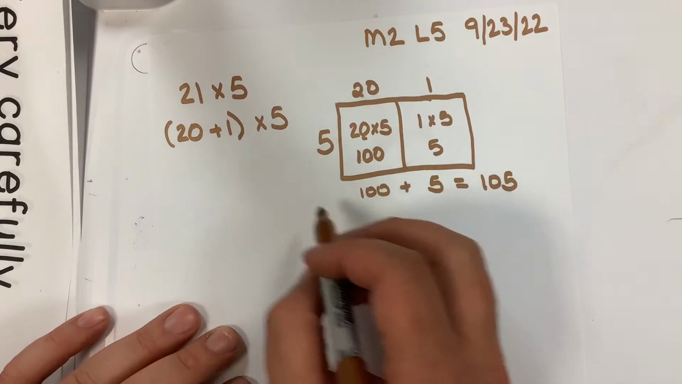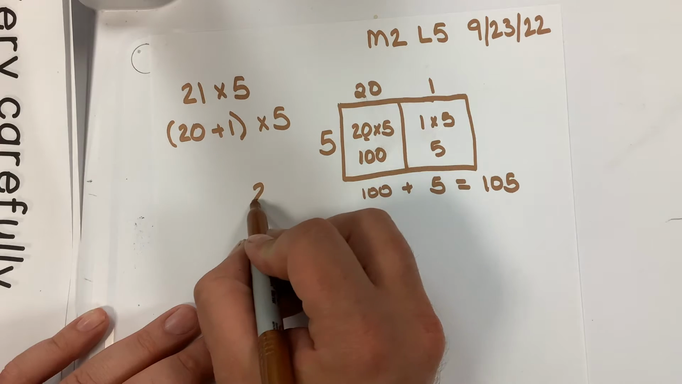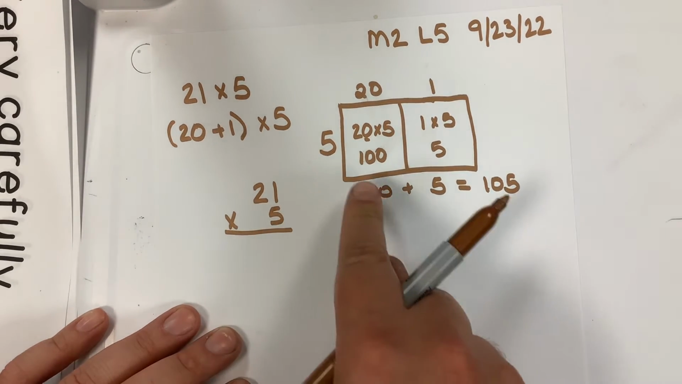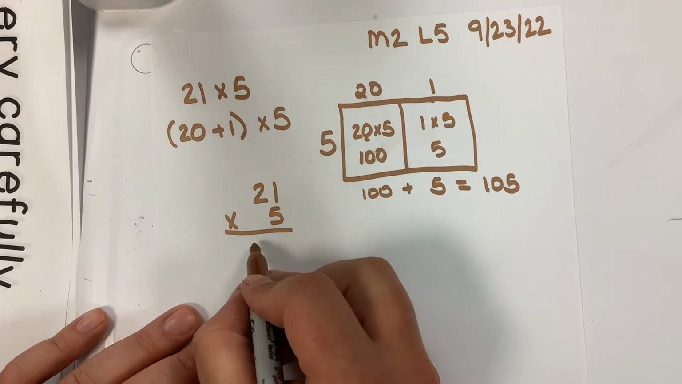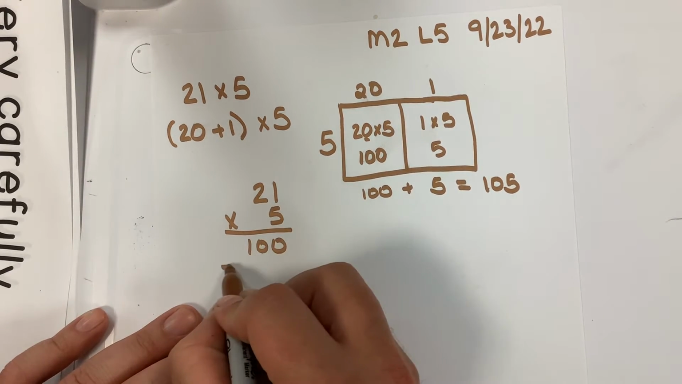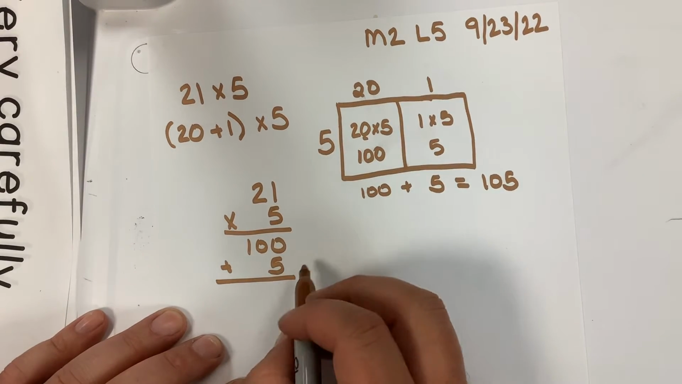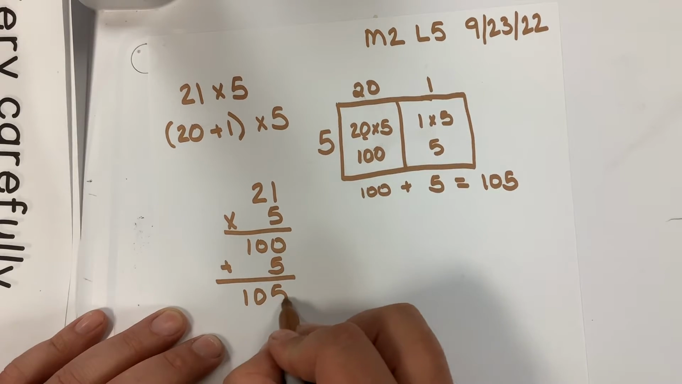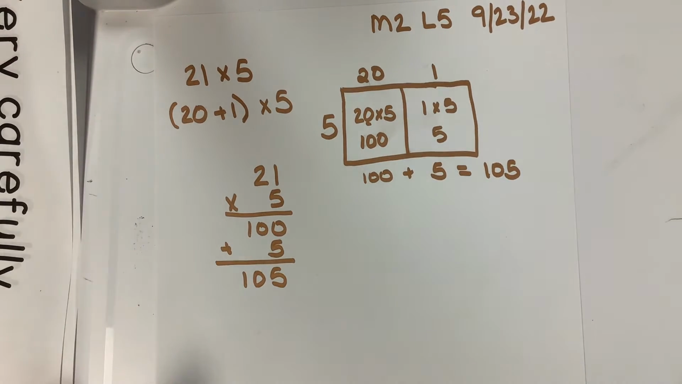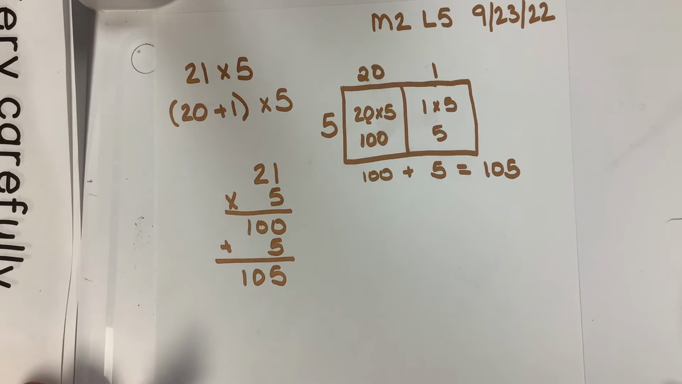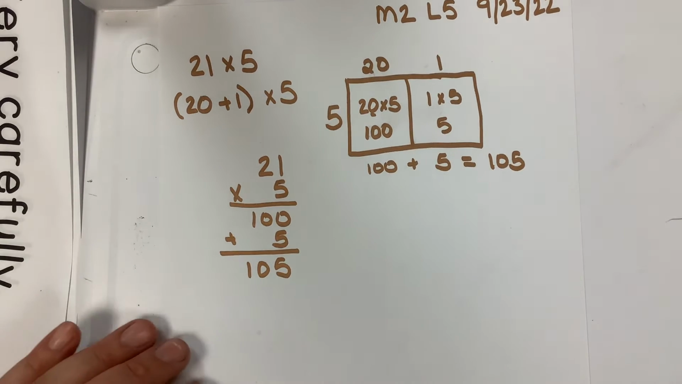If I connect this to a standard algorithm, I would have 21 times 5. I'd be looking at my products that I got here. I would have 100 and I would have 5. Add them together and I'm going to get 105. Remember, I'm not solving through the standard algorithm. I'm just relating to it at the moment. All right, let's look at the next problem.